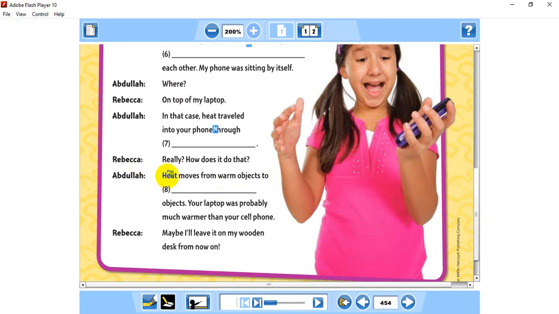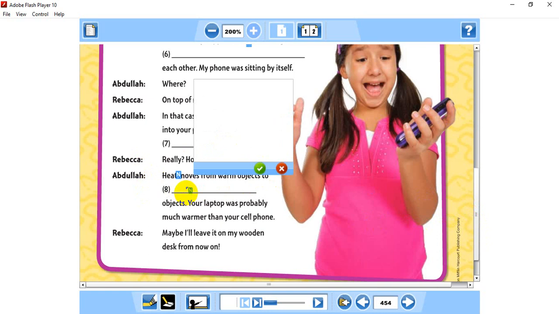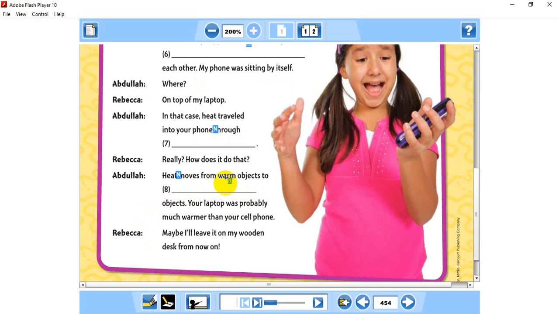Number 8. How does it do that? Abdullah, heat moves from a warm object to what exactly, guys? The heat travels from a warm object to the cold one, to the cool one. Okay guys, to the cool one. So your laptop was probably much warmer than your cell phone. For that reason the heat travels from the warmer object to the colder object. For that reason you find it hot.